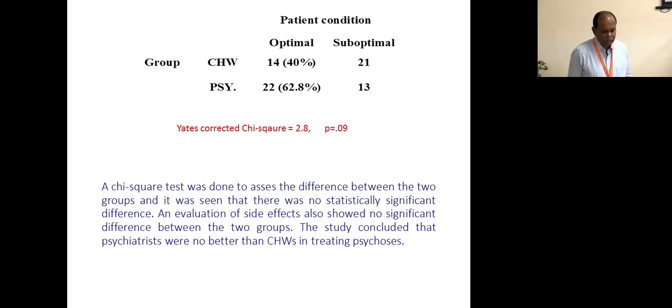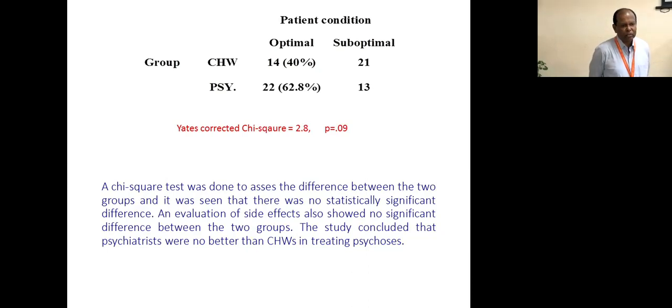So let's say that the optimal cure was 40% by community health workers. The optimal cure was 63% by psychiatrists. The difference, 23%, was not statistically significant. Therefore, they concluded that community health workers are as good as psychiatrists. Is that right?